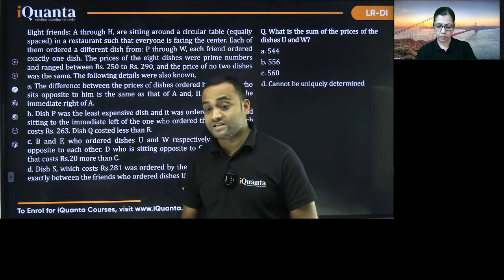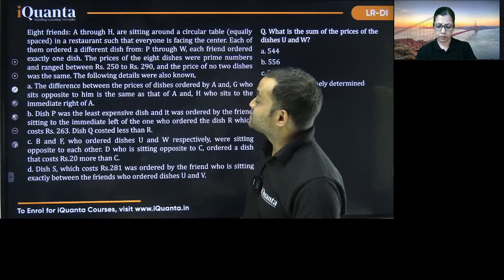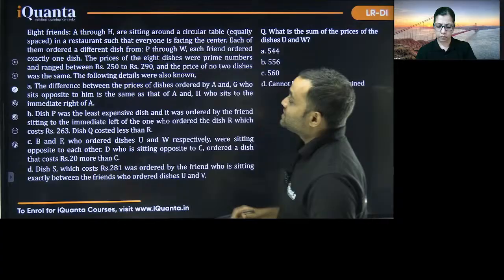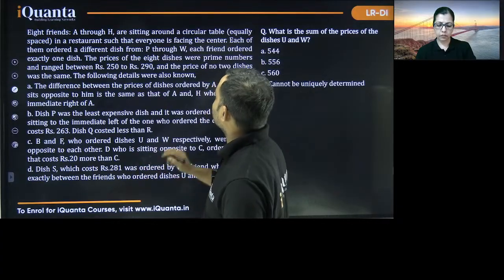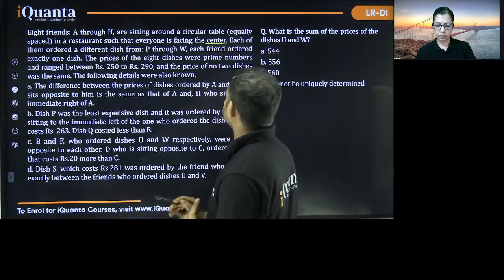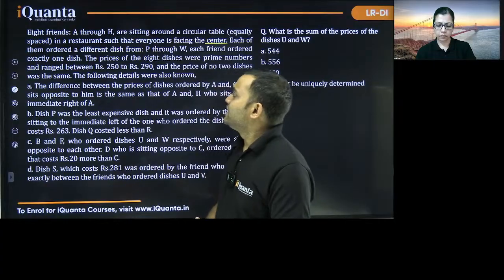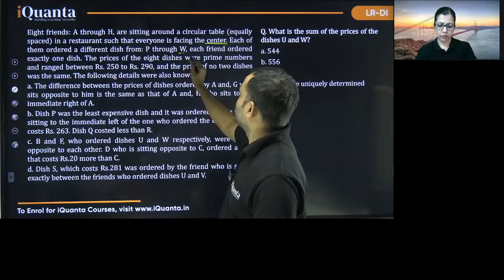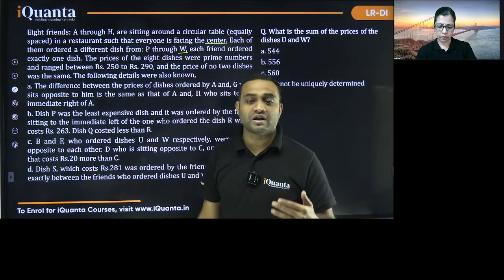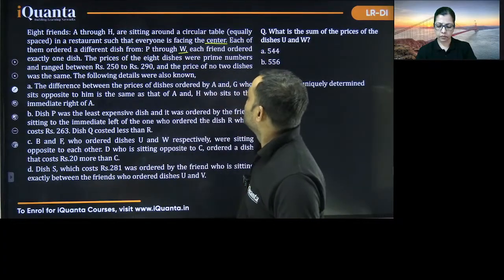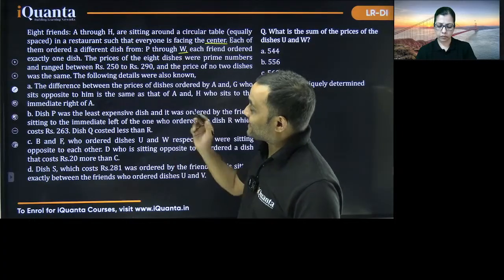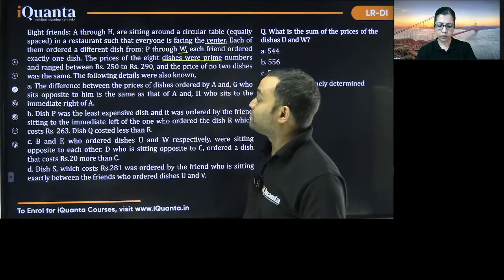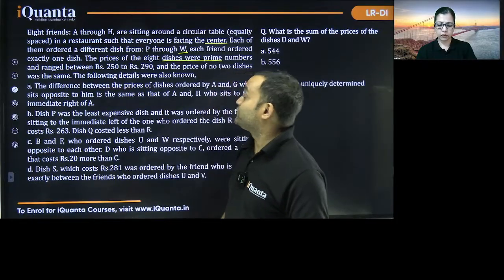But this one is based on circular arrangements, and it's about 8 friends, A through H, sitting around a circular table, equally spaced in a restaurant such that everyone is facing the center. Direction is already given. Each of them ordered a different dish from P through W. Each friend ordered exactly 1 dish. The prices of the 8 dishes were prime numbers and ranged between 250 to 290.